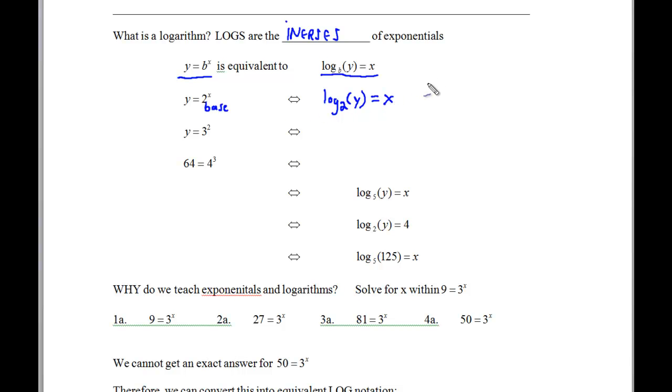Now, what this is asking me is this question: what power of base 2 gives me the value of y? Now, if I look over here, it's easy to say that based on this picture. What power of 2 gives me y? The answer is going to be x, of course.